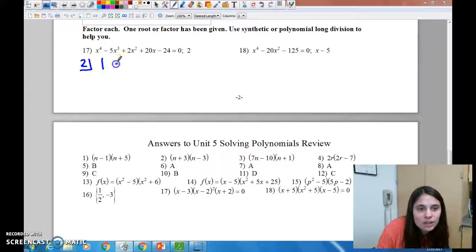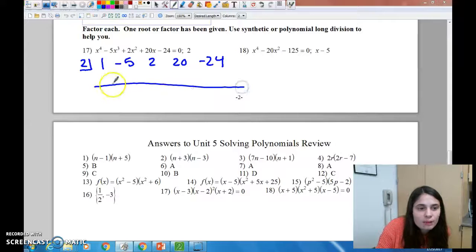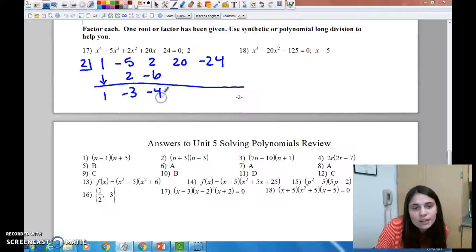And my coefficients are 1, negative 5, 2, 20, and negative 24. So I start by bringing down the 1. 1 times 2 is 2. Negative 5 plus 2 is negative 3. Negative 3 times 2 is a negative 6. 2 plus negative 6 is negative 4. Negative 4 times 2 is a negative 8. 20 plus a negative 8 is 12. 12 times 2 is 24. Negative 24 plus 24 is 0.